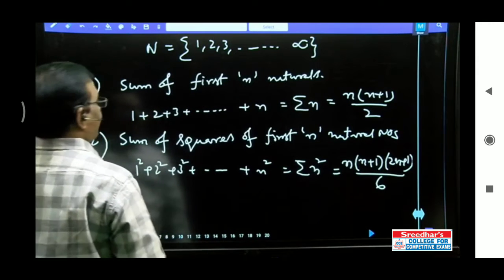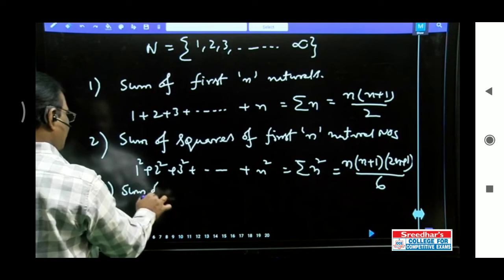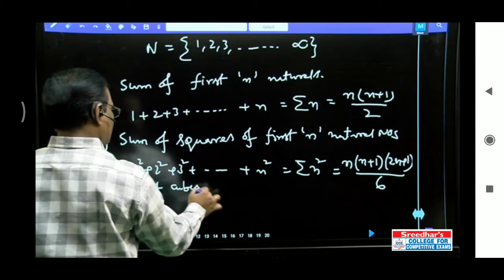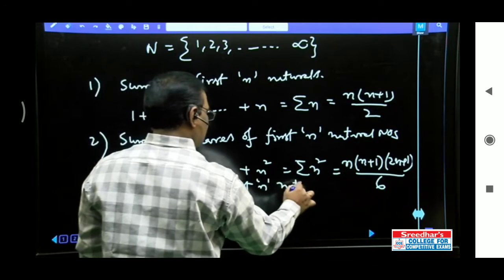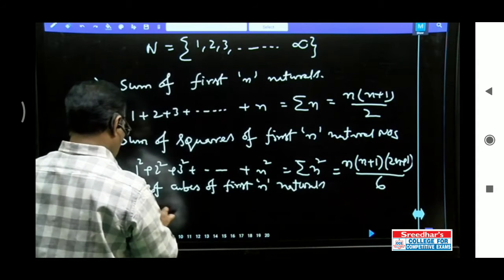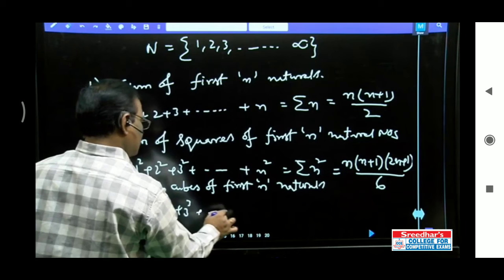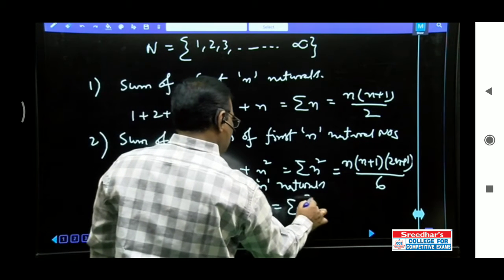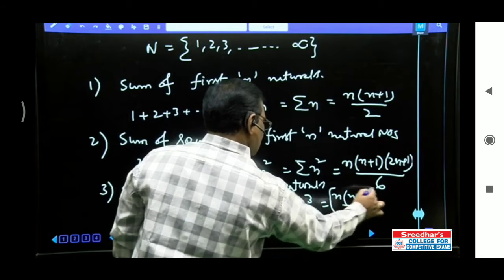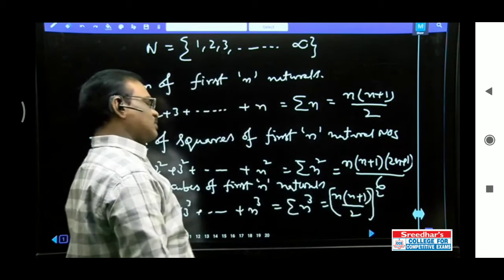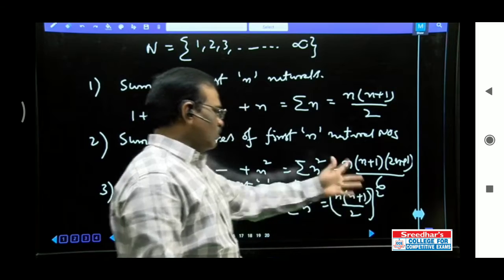Okay. Next, the third one, the sum of the cubes of the first n natural numbers. 1 cube plus 2 cube plus 3 cube and so on up to n cube. This is denoted by sigma n cube. Sigma n cube is nothing but n into n plus 1 by 2 whole square. That means n square into n plus 1 square by 4, which is n into n plus 1 by 2 whole square. That is sigma n cube.